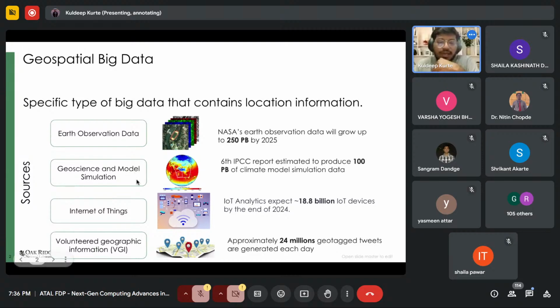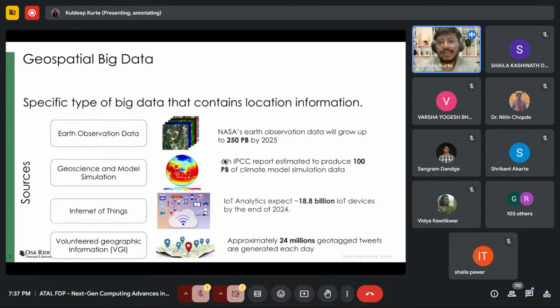Then there is another category of data source, which is called geospatial information. Climate simulation is one example of the geospatial and model simulation, meaning the Weather Research and Forecasting (WRF) model. This type of climate simulation model is very compute intensive. When we run this model, they need the compute, that is one thing, but they also generate a lot of data.